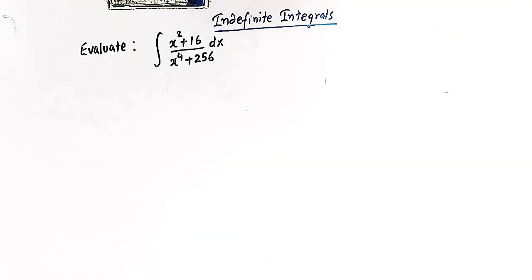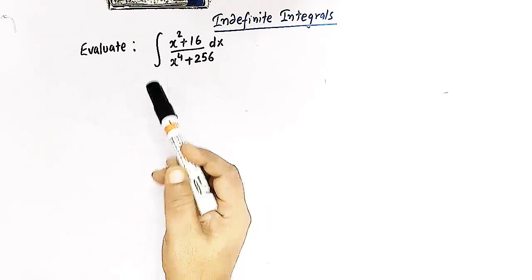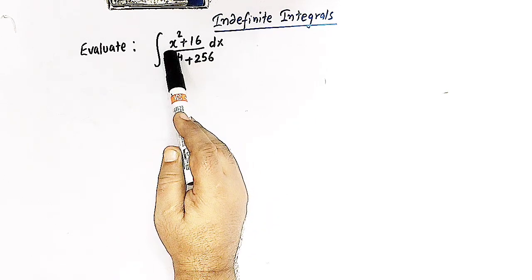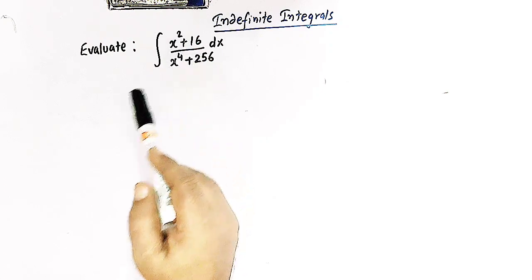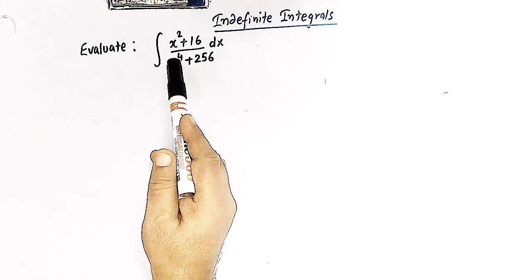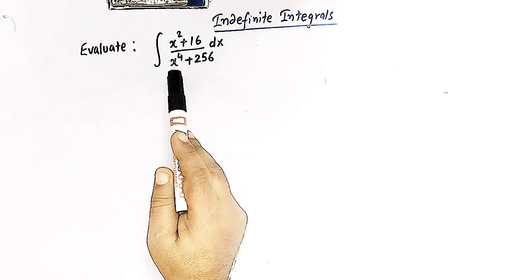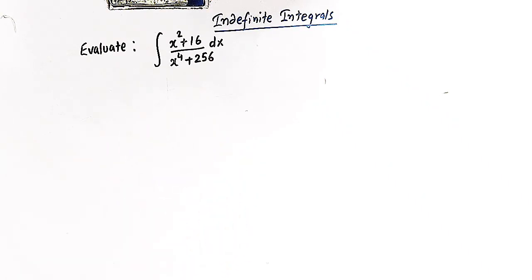Hello viewers, in today's session we are going to discuss another important problem from indefinite integrals, and in this session we are going to evaluate this important indefinite integral where we have integral x square plus 16 divided by x raised to 4 plus 256, and here we observe that the numerator is a quadratic function and the denominator is a biquadratic function.